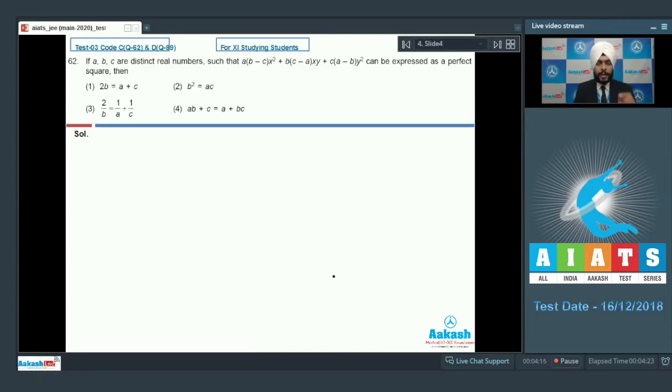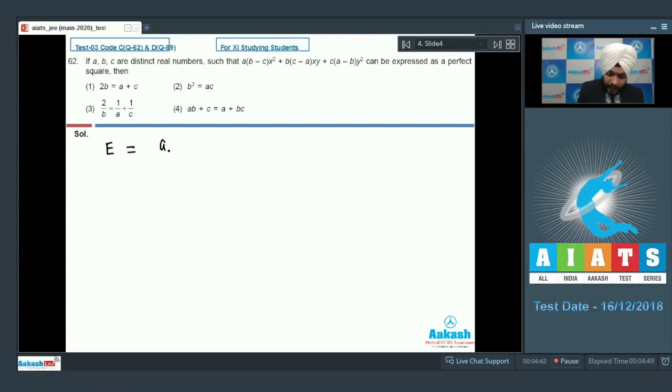Question number 62 says that if a, b, c are distinct real numbers such that a into (b minus c) of x square plus b into (c minus a) of xy plus c into (a minus b) of y square can be expressed as a perfect square, then which of the following conditions is true? First condition is of AP, second condition is of GP, third is of HP, and fourth is given as ab plus c is equal to a plus bc. Students, let us divide by y square. Let us call this expression as E.